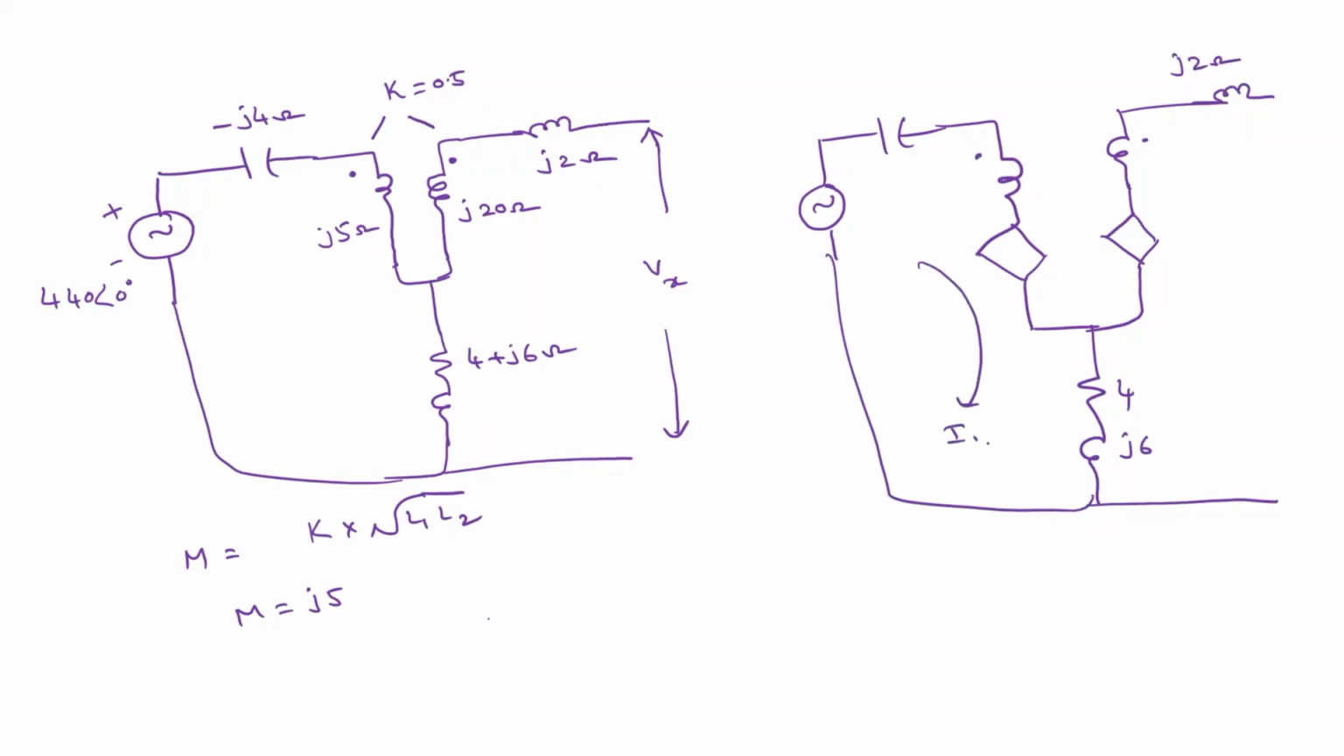So let us assume this current is I1 and this current is I2. Now tell me, what is the polarity here? Top minus. And what is the polarity here? Current is entering at plus, so top plus, bottom minus. So this magnitude is J5 I2, agree? And this one is J5 I1. Okay?